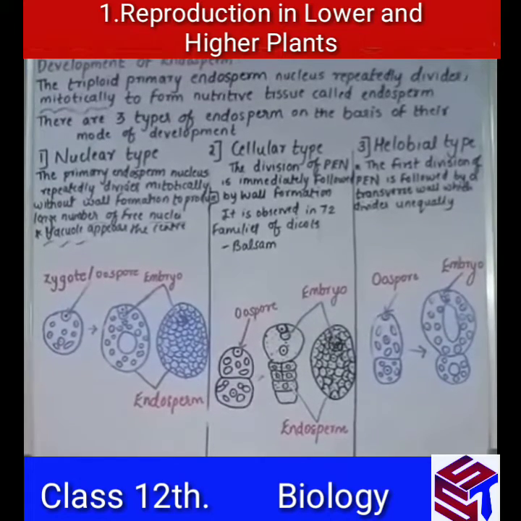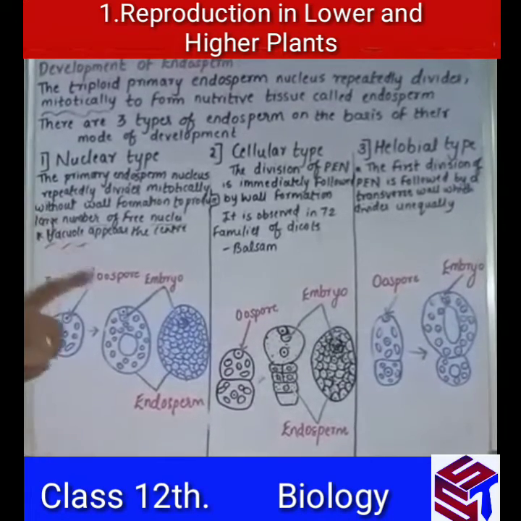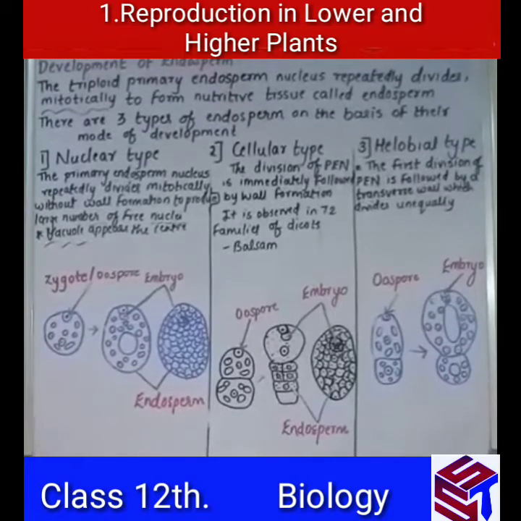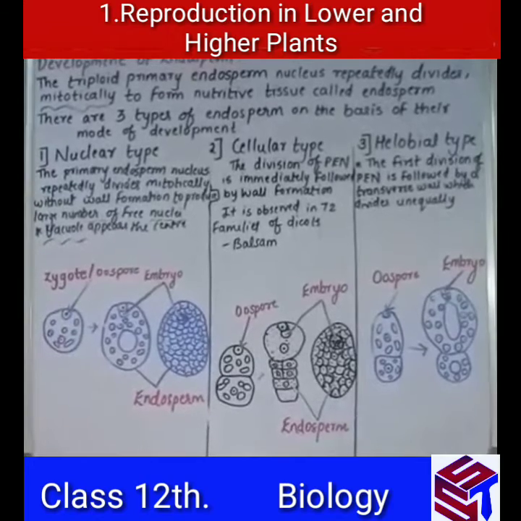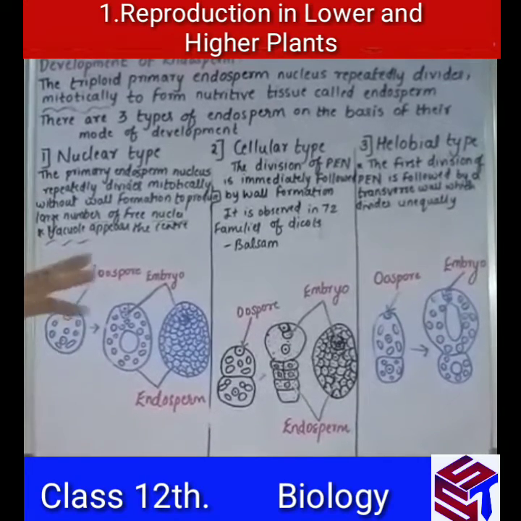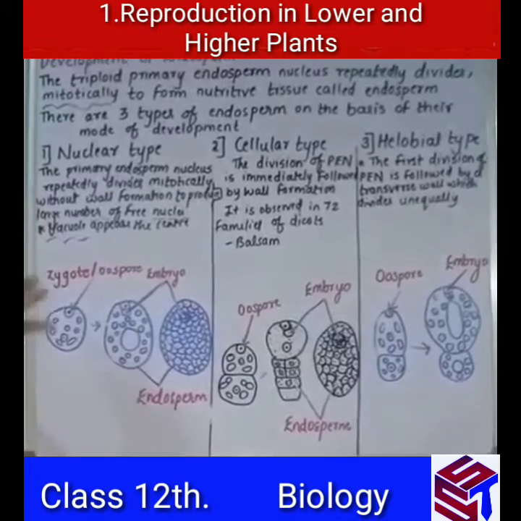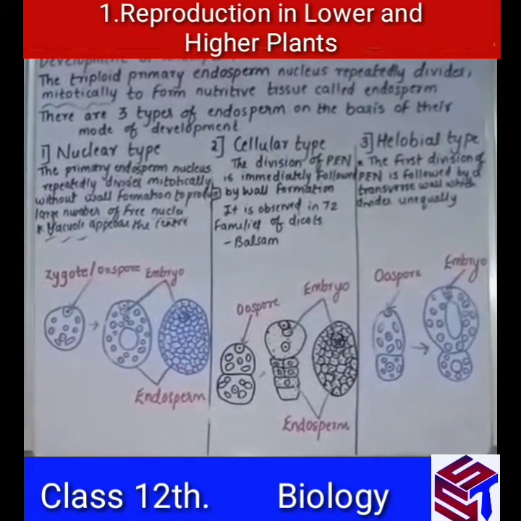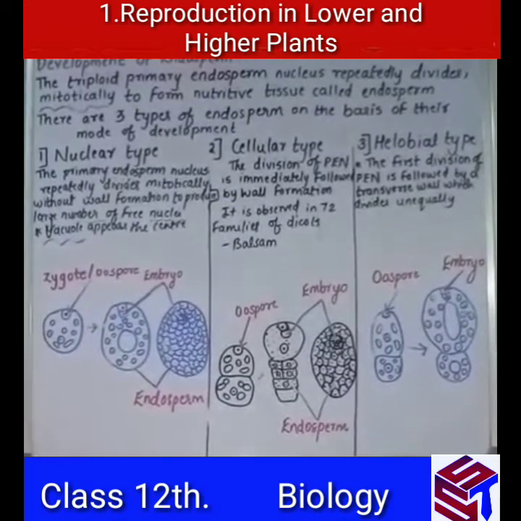So you should remember that first we have seen the nuclear type, second the cellular type, and third the halobial type. But all these divisions are of endosperm only, and these three modes depend on the basis of their development. In the nuclear type, remember that it undergoes repetitive mitotic divisions and there is formation of free nuclei, which results from the process of karyokinesis.